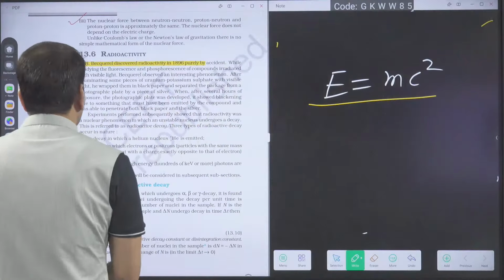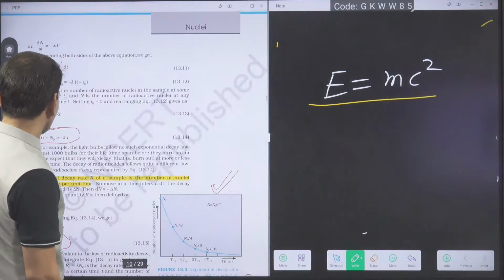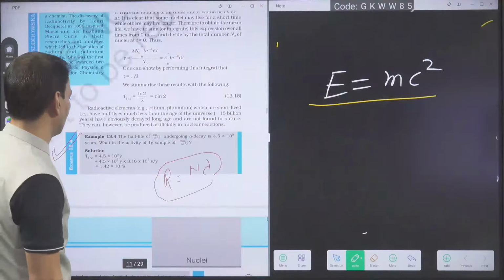Okay. Gamma decay means what? For the gamma decay, one graph is also given. This radioactivity, no need to read.